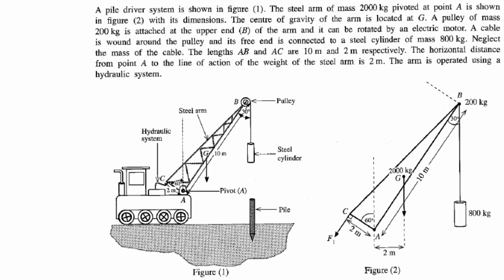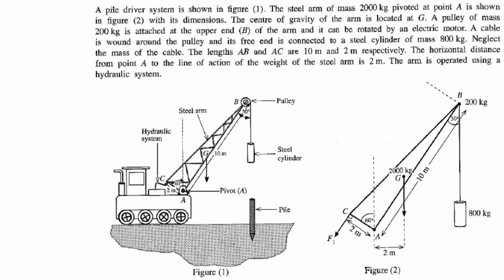The pile driver system is shown in figure 1. The steel arm of mass 2000 kilograms is pivoted at point A, as shown in figure 2 with its dimensions. The center of gravity of the arm is located at G. The pulley of mass 200 kilograms is attached at the upper end B of the arm, and it can be rotated by an electric motor.